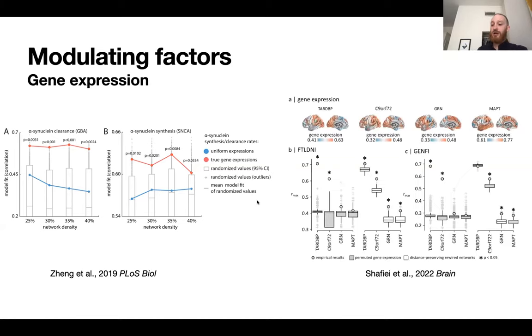The same thing has now been done in this really wonderful paper by Golia Shafier in Brain, which I recommend everyone reads. They did the same thing in FTD, looking at FTD relevant genes, and found more or less the same results. Some really nice papers.